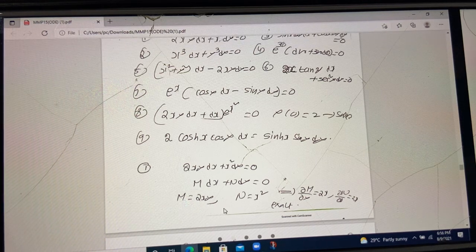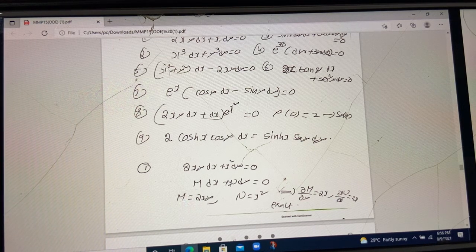Sometimes you may be given a question just to tease you. What is the integrating factor for this equation? Actually, it is exact. We don't require an integrating factor at all, because what is the purpose of an integrating factor? To make a non-exact equation exact. If it is exact, we don't require an integrating factor at all.